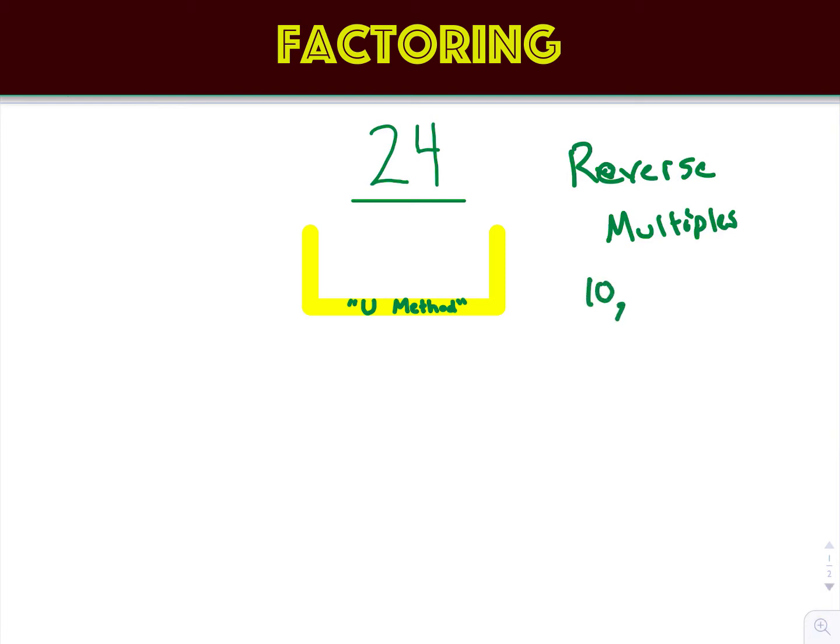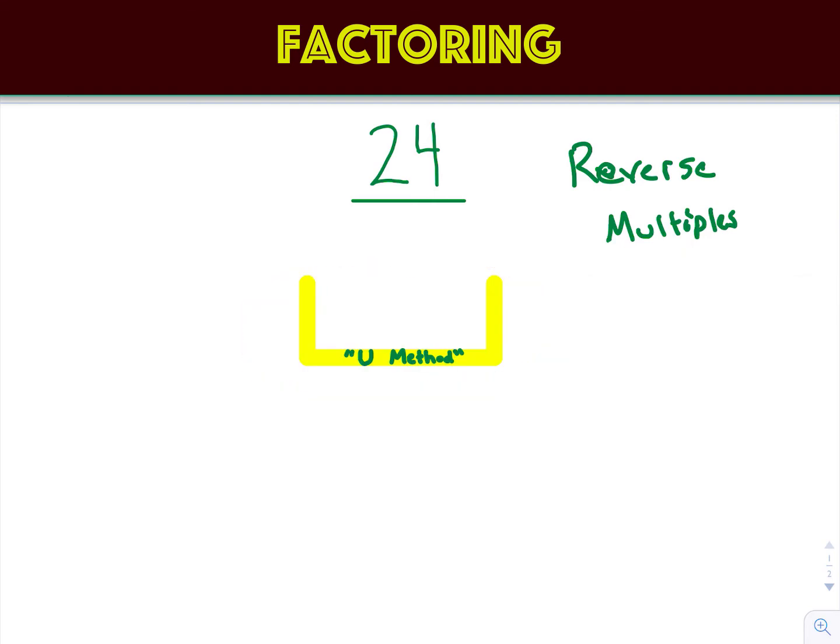So for example, we'll just use the multiples of 10. Multiples of 10 include 10, 20, 30, 40, 50. So 24 is not one of the numbers that it hits, so 10 would not be a factor of 24. That's the idea here: to find all the reverse multiples.